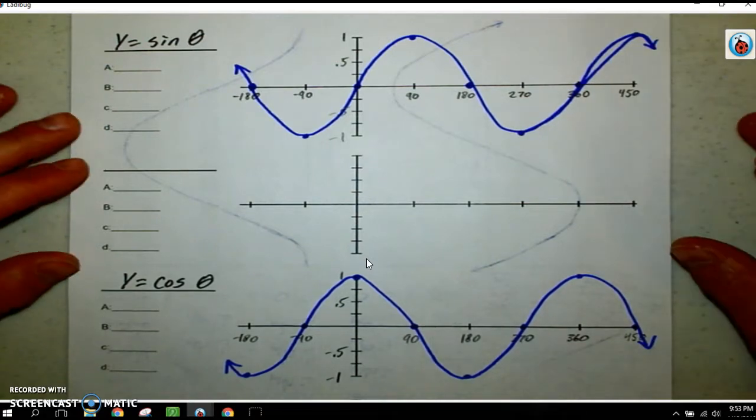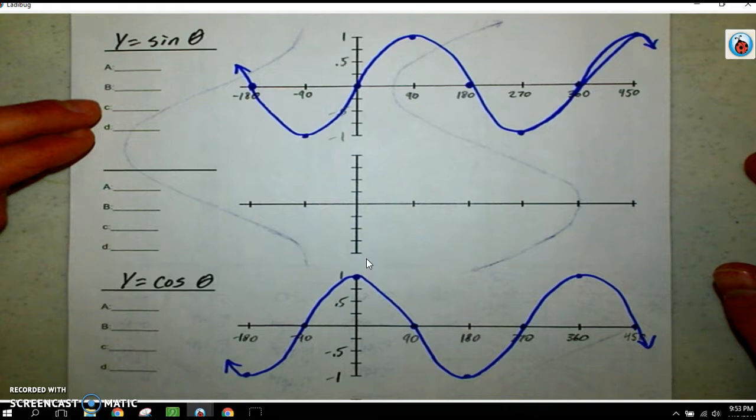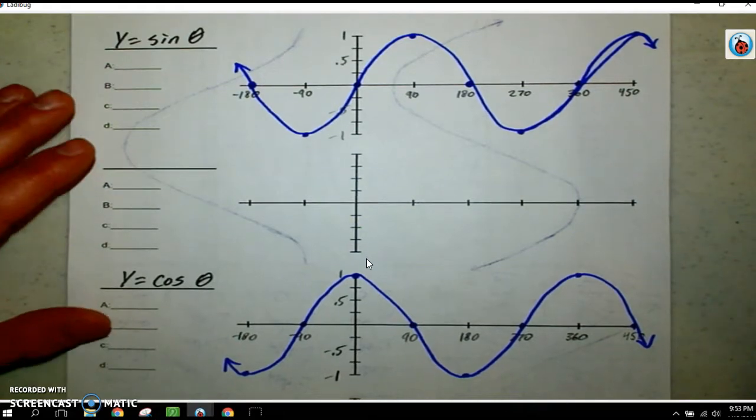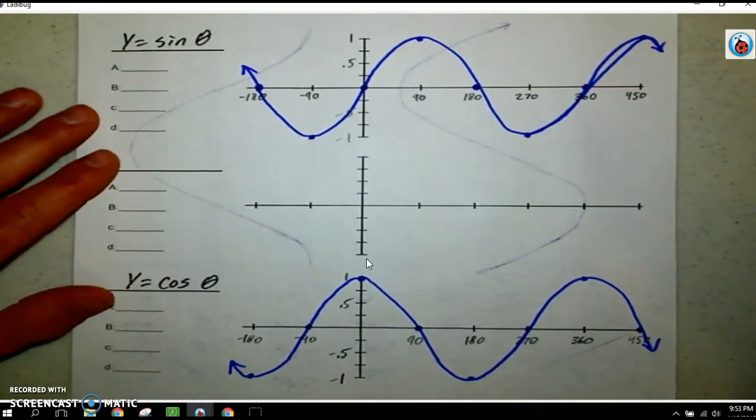And also, for all of you Huntley High School students, for all of this A, B, C, D stuff, don't worry about that. When we start to get into our homework assignments, it'll make a lot more sense.